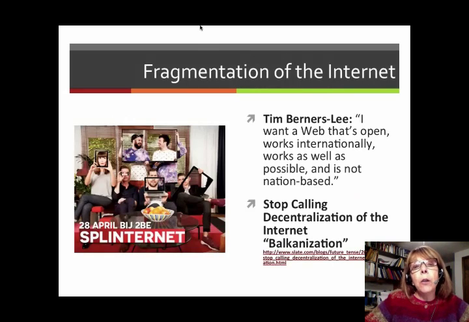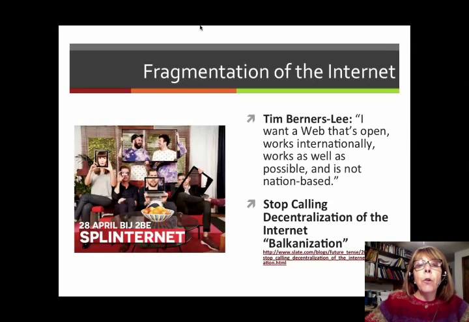Tim Berners-Lee, who was responsible for the creation of the World Wide Web, said on the 20th anniversary this year that he wants a web that's open, works internationally, works as well as possible, and is not nation-based. So he is looking for a continuation of the Internet as we know it now.